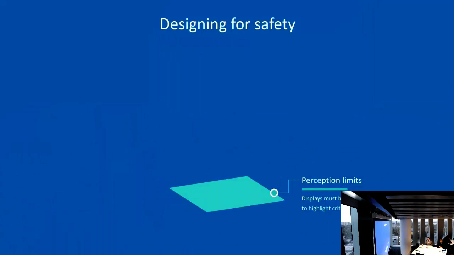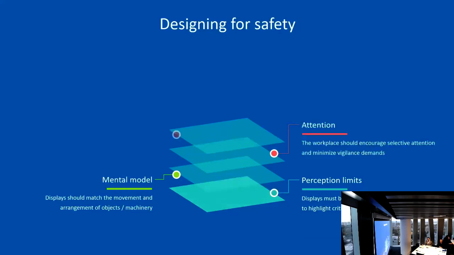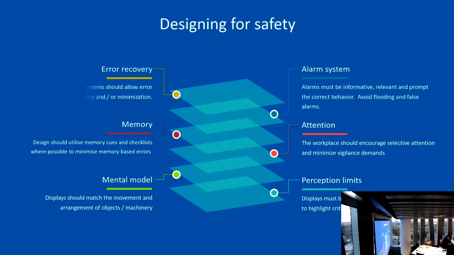So when we're designing for safety, we need to think about perceptual limits. So all visual displays need to be legible. They need to utilise design features so that the critical information that a worker needs to do their job safely and effectively is at the forefront and easy to perceive. Ideally, displays should match the movement and arrangement of objects and machinery in the environment so that the worker can have an intuitive interaction with their workplace. So they don't need to try and figure out in an illogical fashion what will happen if I switch this switch. It should be obvious and intuitive from the design of the workplace.